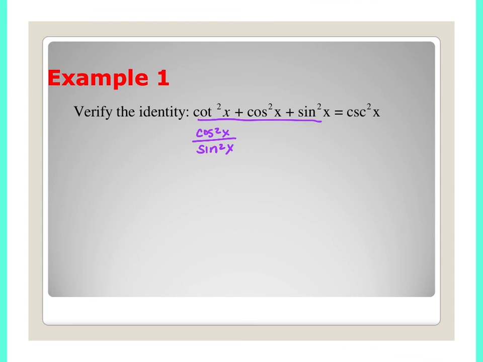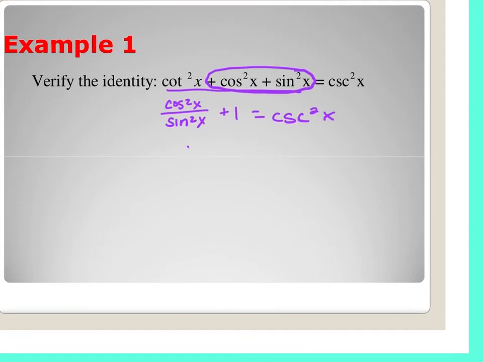Anything else you see that you could replace? Sine squared plus cosine squared is 1. The cosecant can be switched to 1 over sine. Why am I not surprised you're making this more complicated than you need it to be? It seems about right.